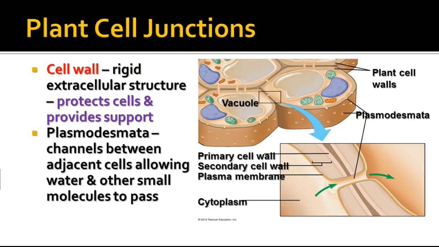Plant cells also have junctions. Of course, plant cells have a cell wall, which is a rigid structure of cellulose that provides support and protection to the cell. But then in order to communicate between cells, they have these little openings called plasmodesmata. One is called a plasmodesma, and they allow for water and minerals and other signaling molecules of various kinds to pass from one cell to the next.